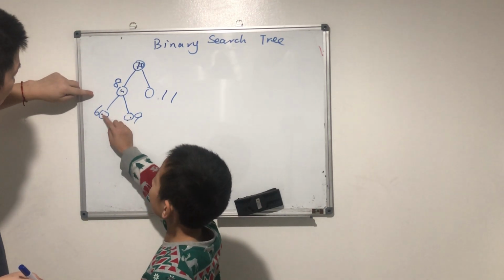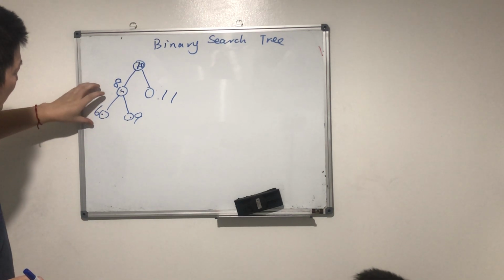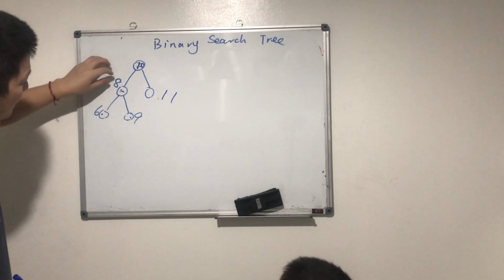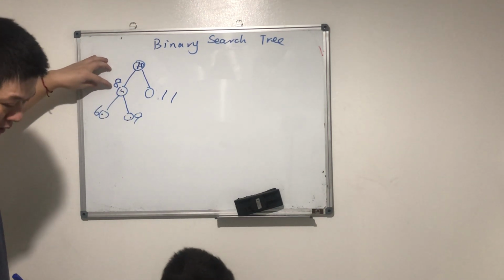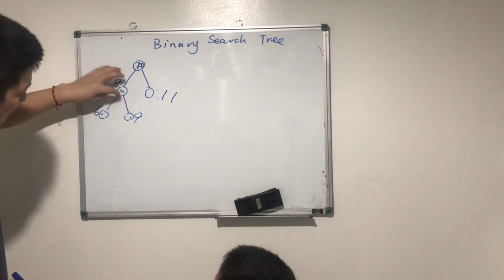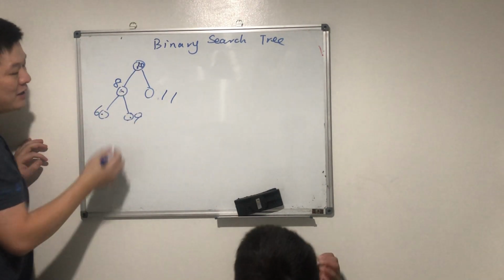That one's supposed to be 7, right? It doesn't matter as long as it's smaller. The left nodes are always smaller than the parents. The right node is always bigger than the parents, right? But look, 9 is also smaller than 10, right? So what does it mean?